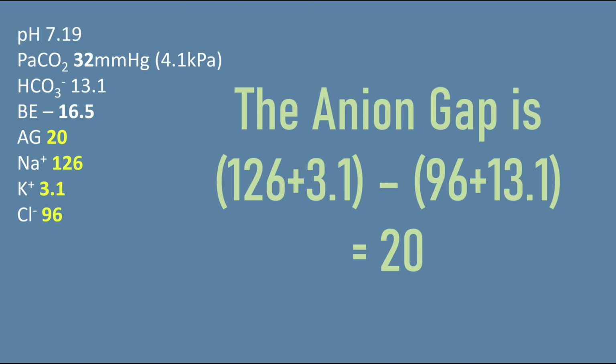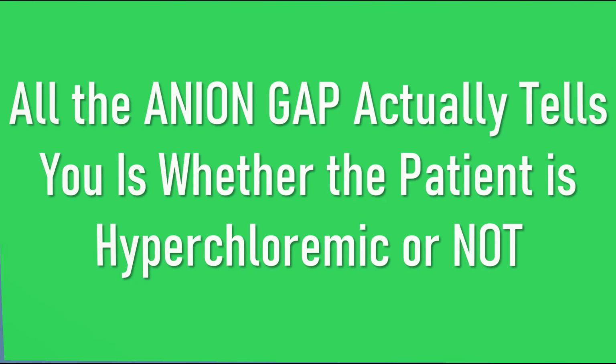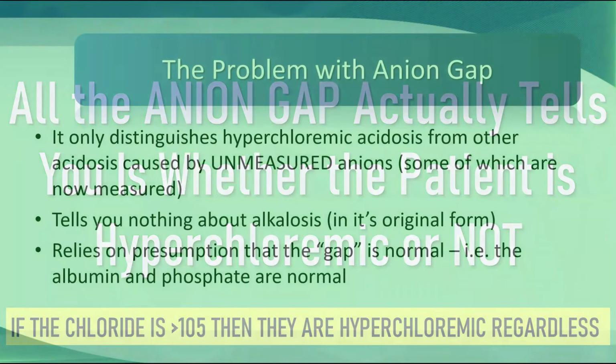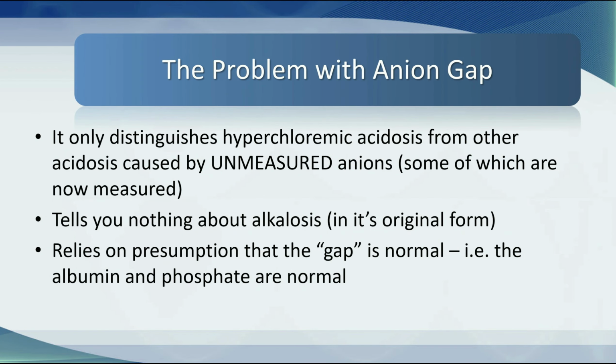If you really think about it, the old anion gap from Emmett and Narins' era, and pretty much what everybody does, all it tells you is whether the patient is hyperchloremic or not. But I can tell you that if the chloride is more than 105 milliequivalents per litre, then the patient has a hyperchloremic acidosis. You don't need to do an anion gap. And this is the problem with the anion gap. It only distinguishes between hyperchloremic acidosis from other acidoses caused by unmeasured anions, some of which are now actually measured.